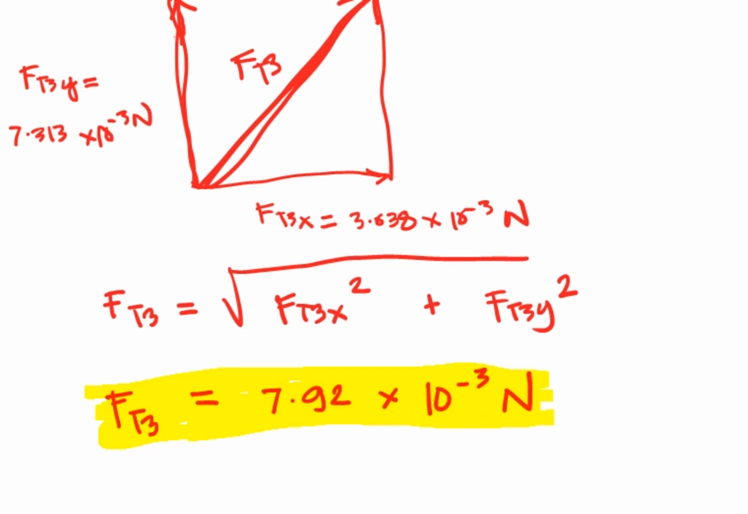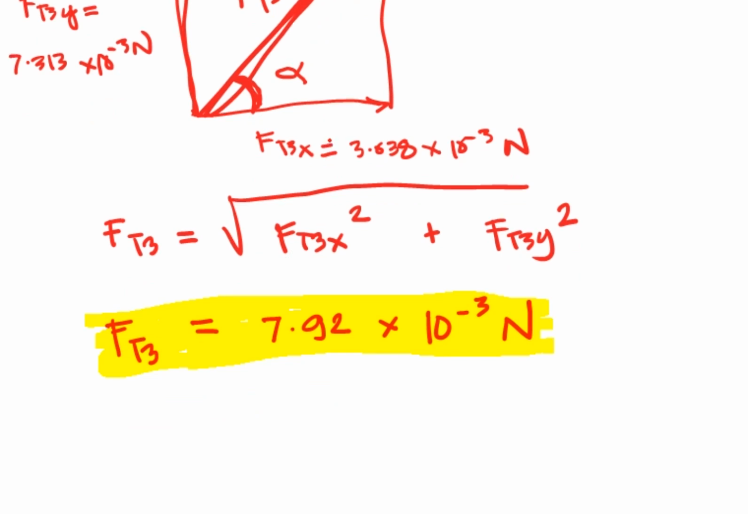But this is just the magnitude. Actually, we can also compute for its direction. Let's say this angle relative to the positive x-axis is angle alpha. If we are looking for angle alpha, we can again use the tangent function. Actually, you can use whatever function since we already found all of the sides. But let us again use the tangent function. Tangent alpha, opposite is Ft3y, the adjacent is Ft3x.